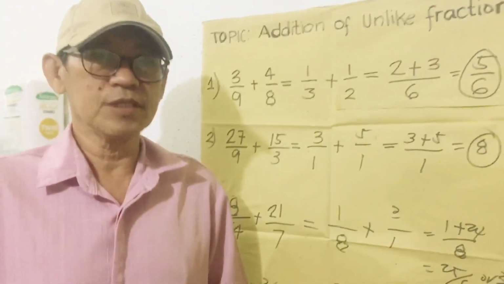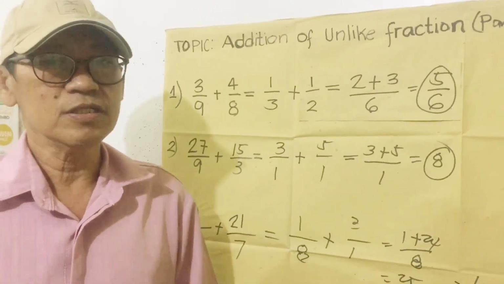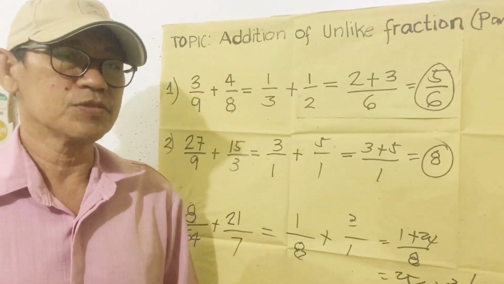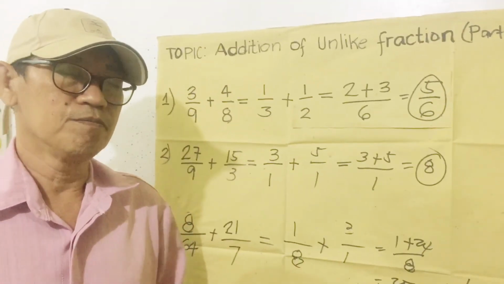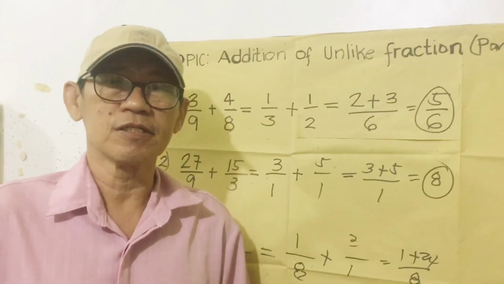Hoping that you learned something from our topic today about addition of unlike fractions by using cross multiplication, reducing the fractions first, then cross multiplication and horizontal multiplication also.